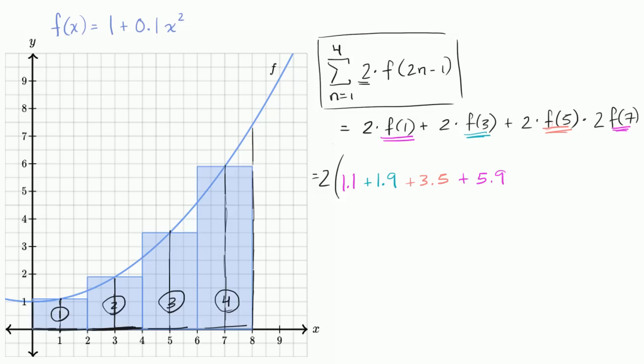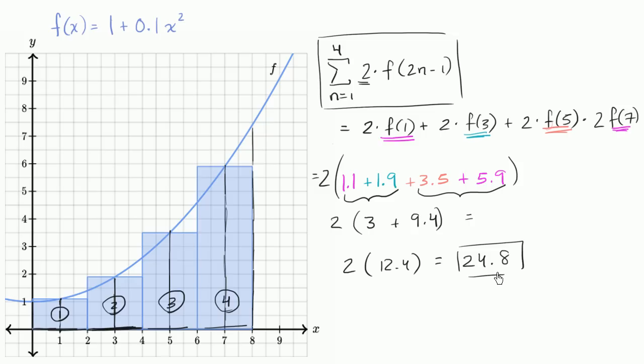And so what is this going to be equal to? 1.1 plus 1.9 sum up to 3. And then 3.5 plus 5.9 sums up to 9.4. 3 plus 9.4 is 12.4. Yep. And once again, we have the 2 times it all. So this is equal to 2 times 12.4, which is equal to 24.8. Which is our approximation. Once again, this is just an approximation using these rectangles of the area under the curve between x equals 0 and x equals 8.